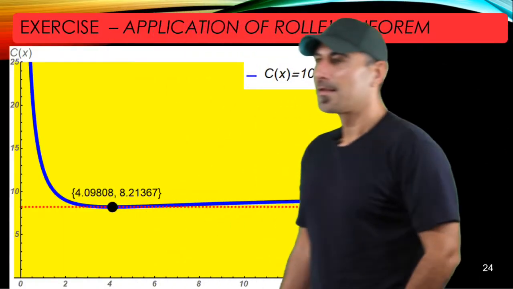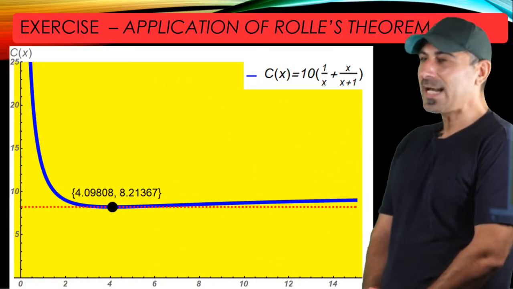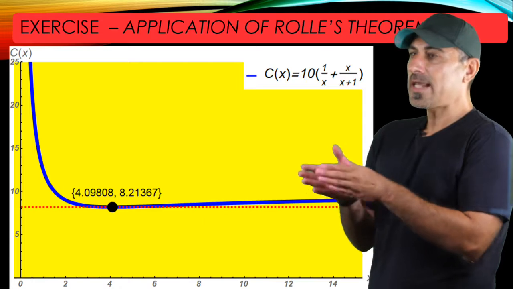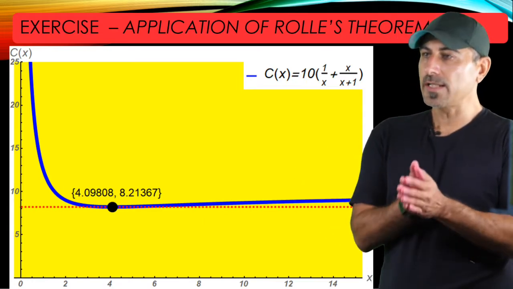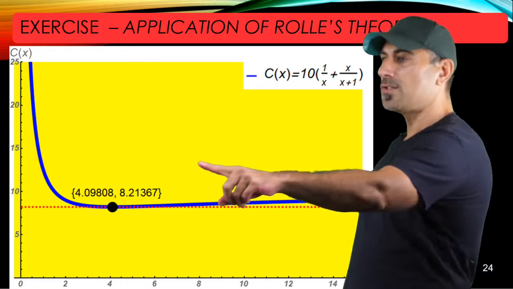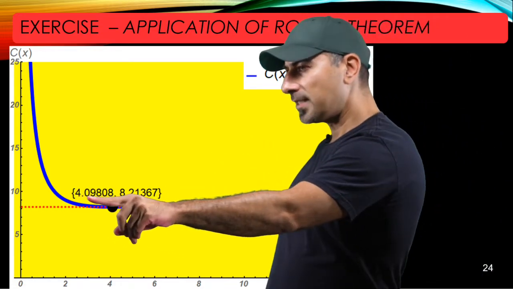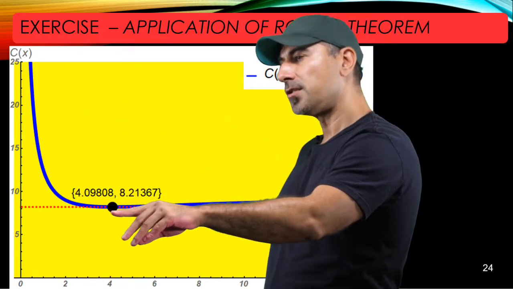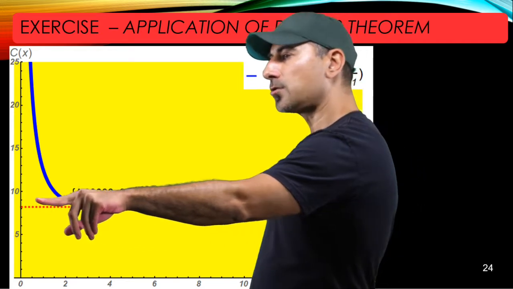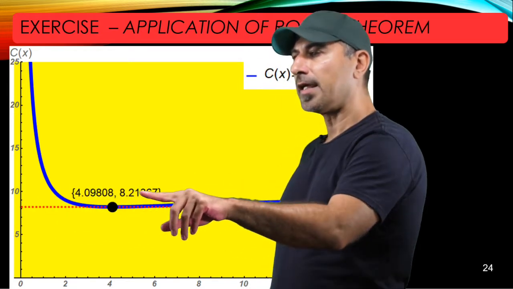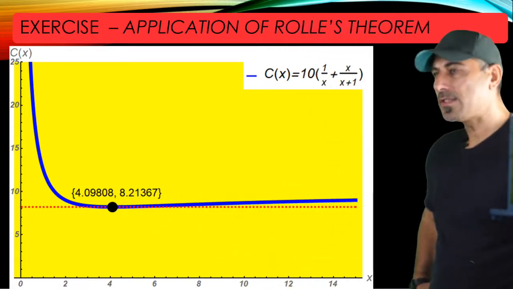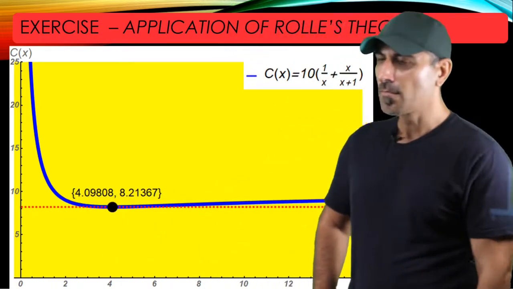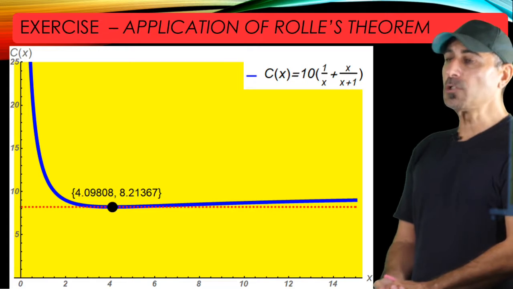And here is the graphical outlook of the cost function. Remember that the cost function is in $1,000 and x, the components, is in hundreds. So as you see, for almost 410 components, the rate of change of the cost function is 0, at a cost of something around $8,213. You have a horizontal tangent line achieved. And this graph verifies the conclusion of Rolle's theorem.